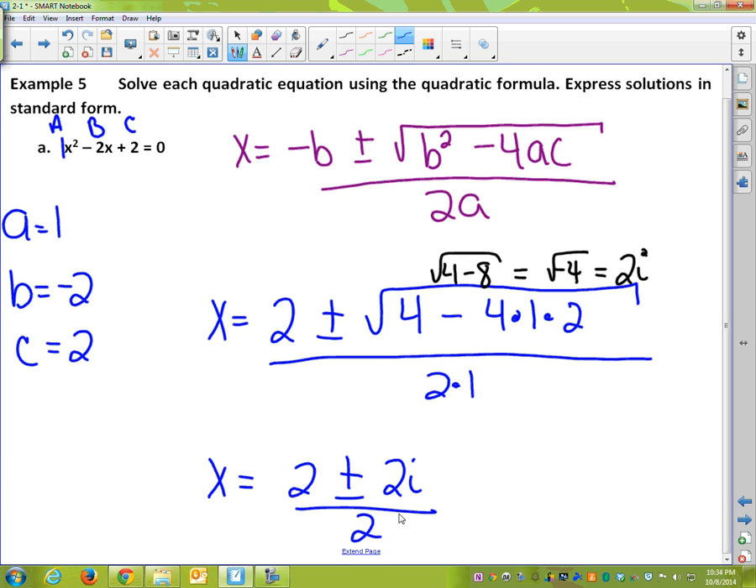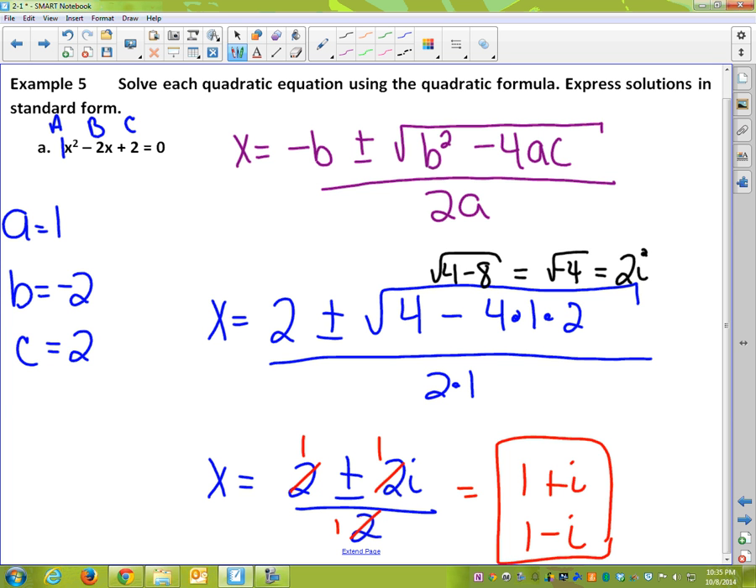Now I can reduce. As long as all 3 terms can be reduced by the same amount, I can divide everything by 2, leaving me with 1 plus I as an answer and 1 minus I. Great, so that's using quadratic formula when you've got a complex number.